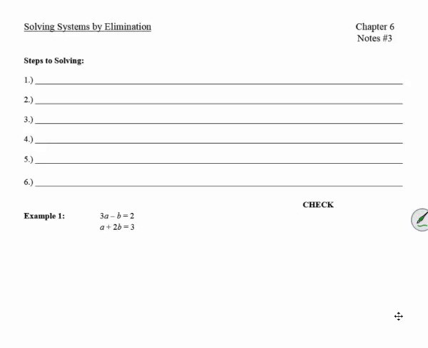So our steps, the first thing we're going to do is to align our variables, meaning if they're not already on top of each other, then you need to make sure that you move them around. Okay. Then you have to decide which one you're going to cancel. So you're going to pick a variable to cancel.